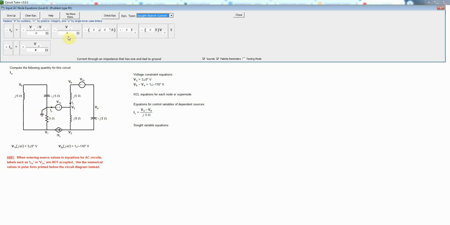Okay, so this will be another term like that. So to get the current going this way, that will be 0 minus V1, or in other words, negative V1 divided by the 5 ohms. And then to get the current going this way, that will be minus V5 this time, because the other end here is on V5, so it's 0 minus V5 divided by negative J5.